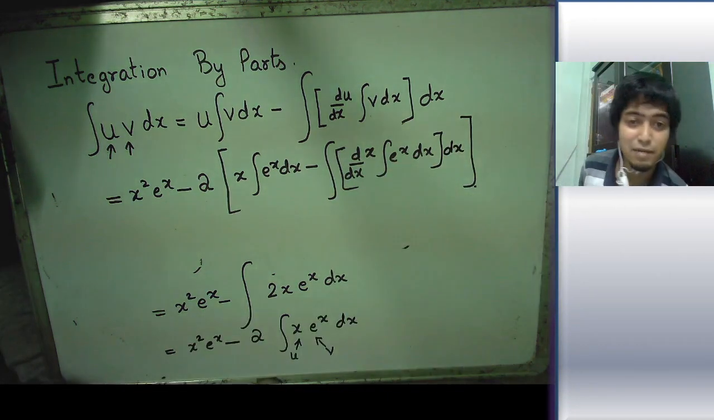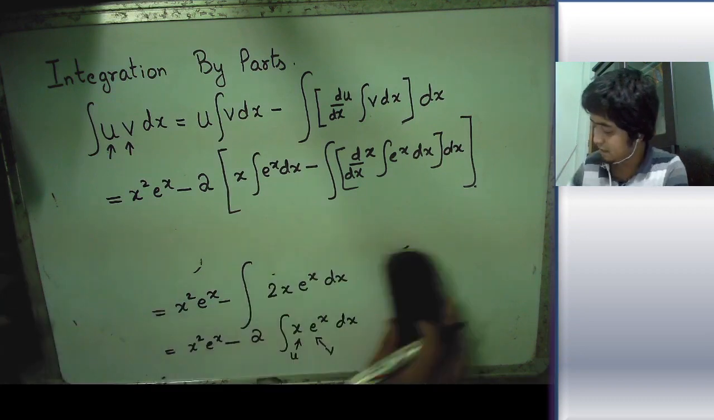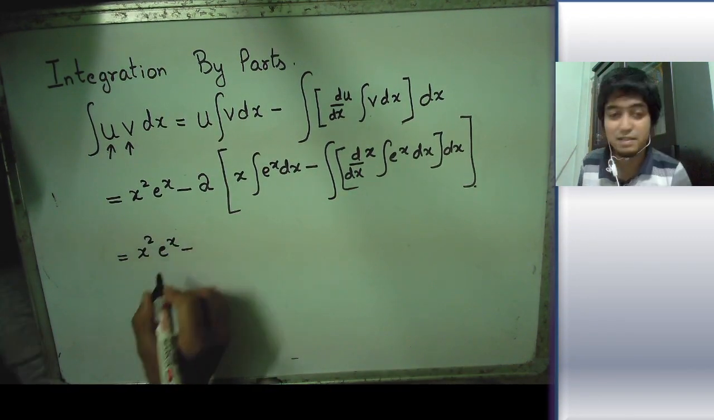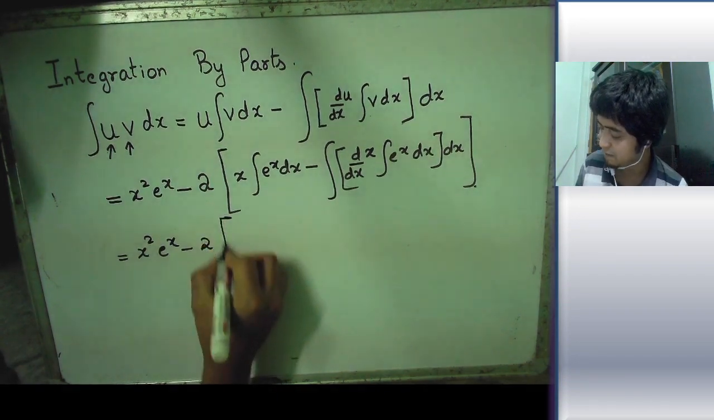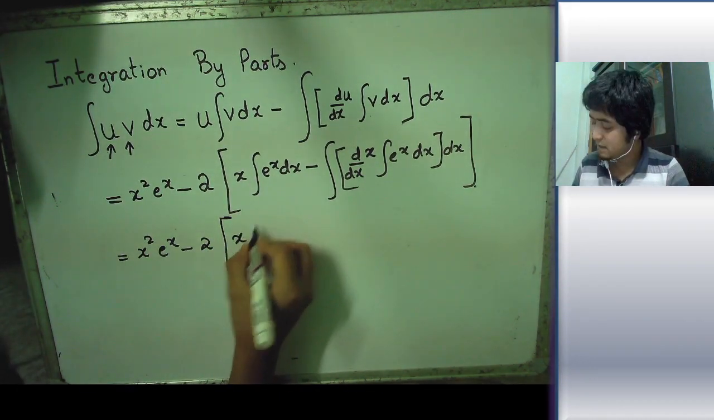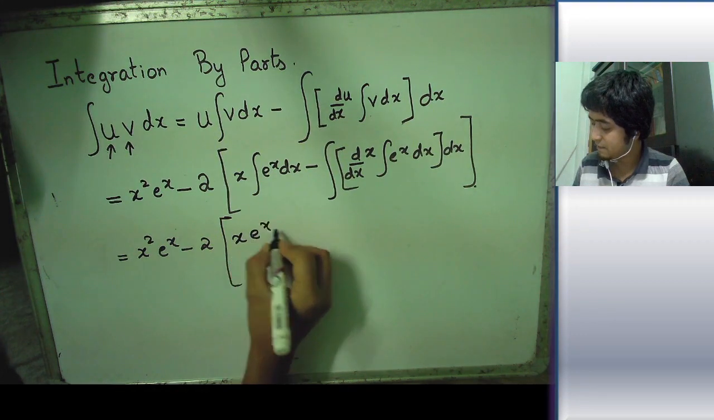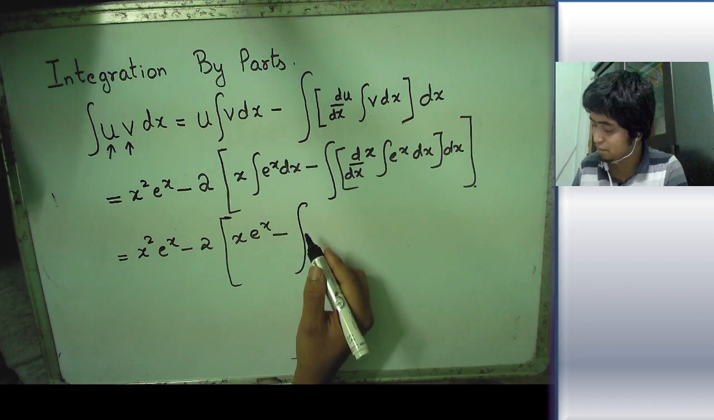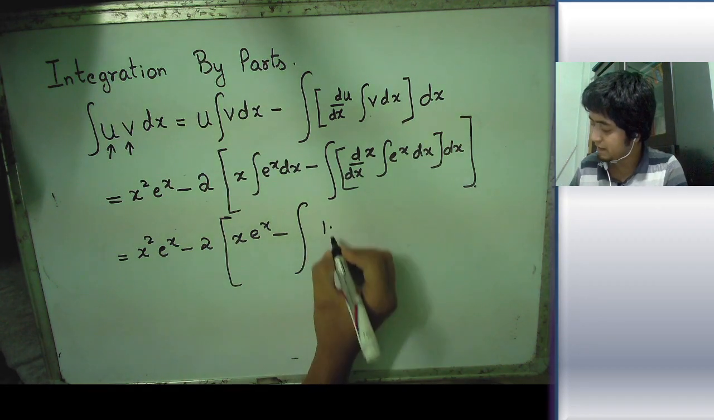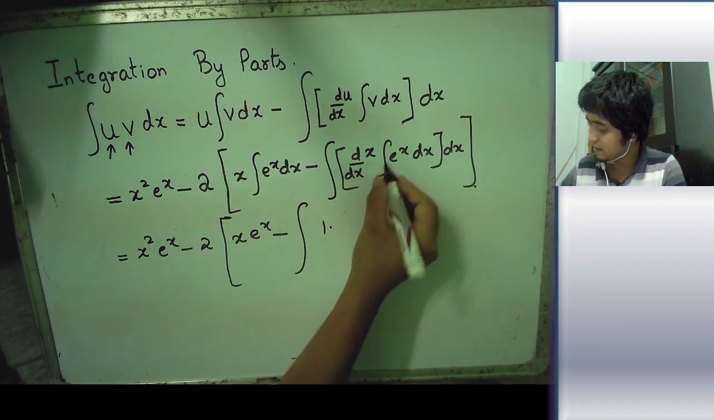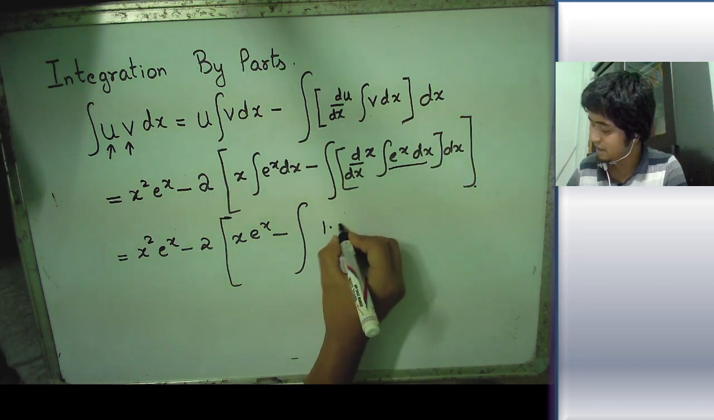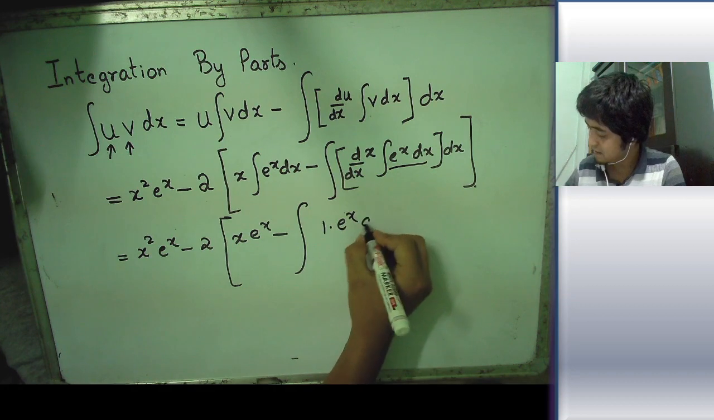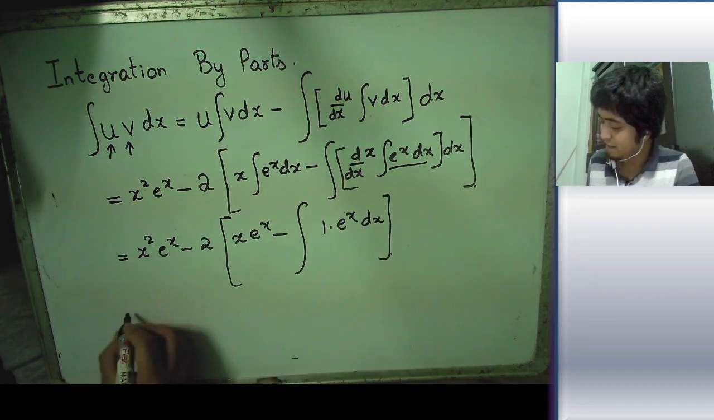Okay, so this is what we are having. Okay, I don't need this anymore. So I will just write it down, minus 2, square bracket, x. Over here we are having e^x minus an integral sign, d/dx of x, which is 1. Okay, I will write it down. Okay, and integration of e^x dx will give you e^x, and then you will still be having this dx. So this is what we are having.